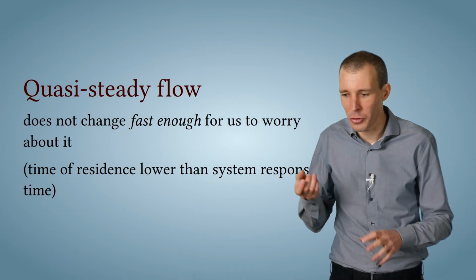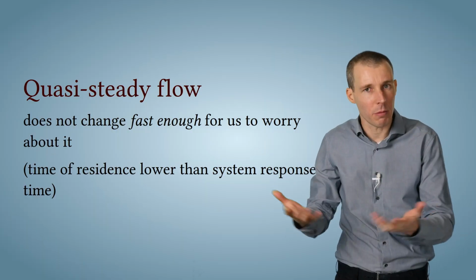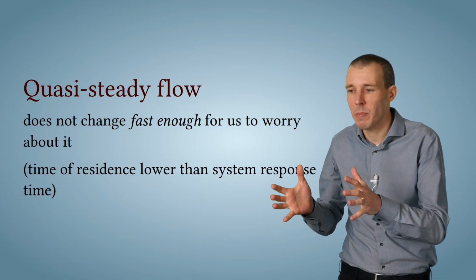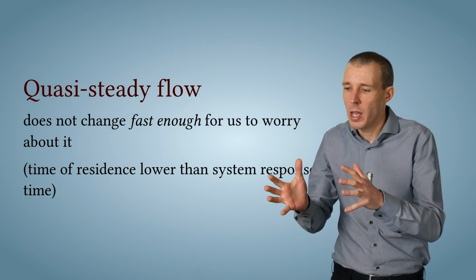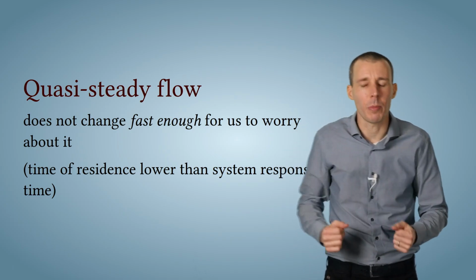Time of residence is the time a particle needs to go through the entire domain that you are interested in. And the system response time is typically the order of magnitude of time that you need to observe a change in the system. Well, let me give you an example.